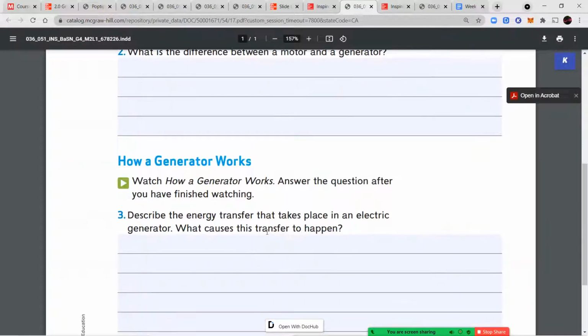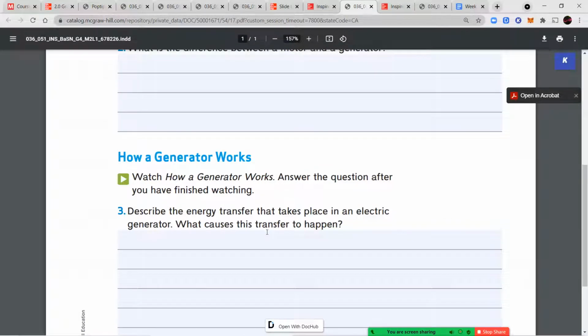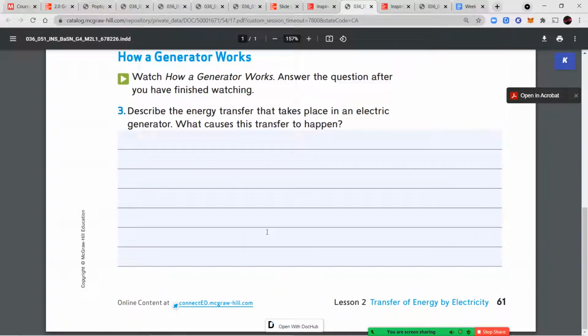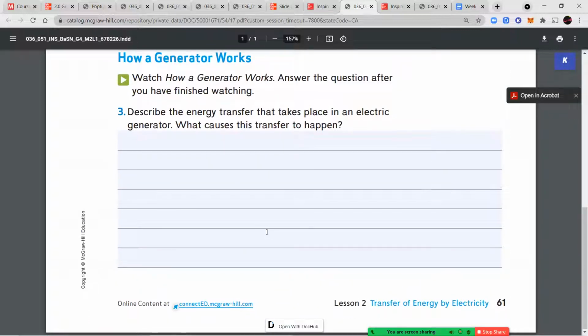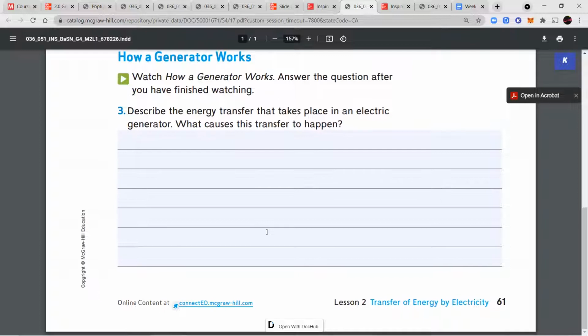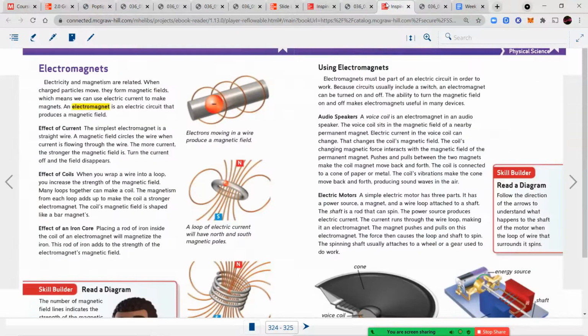After you've completed that, we're going to watch how a generator works, and we're going to answer these questions after we finish. So number 3, describe the energy transfer that takes place in an electric generator. What causes this transfer to happen?